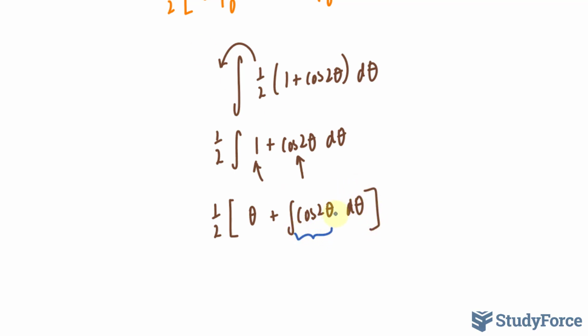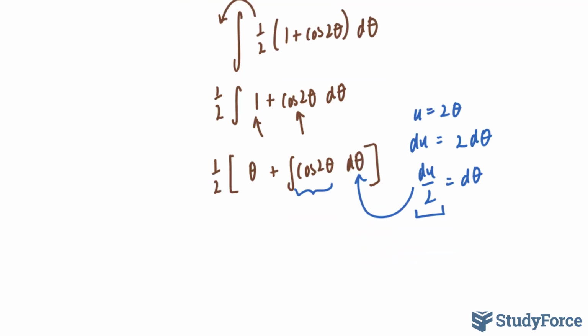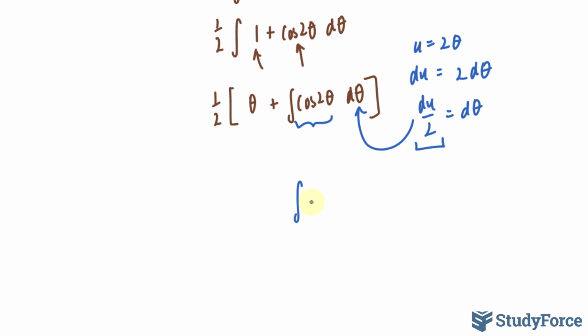To integrate this, we'll use u substitution. So I'll set u is equal to 2 theta, this part, and I'll differentiate this implicitly, where I have du is equal to 2 d theta. Solving for d theta, I end up with du over 2 is equal to d theta. I'll take this and place it right here. So I have the integral of cosine u du over 2.